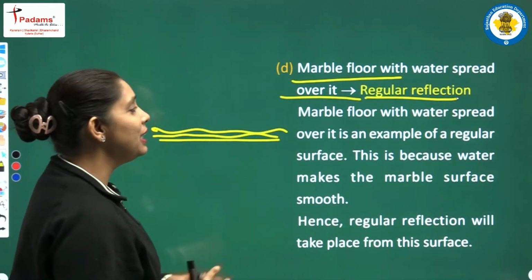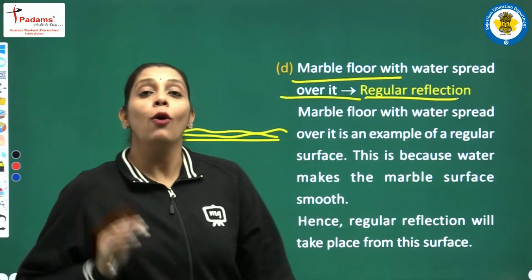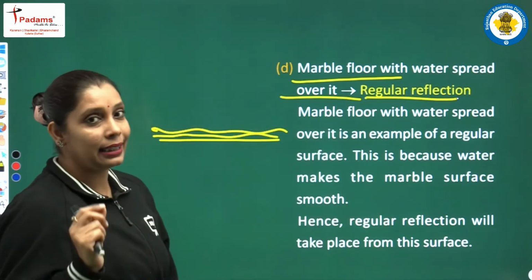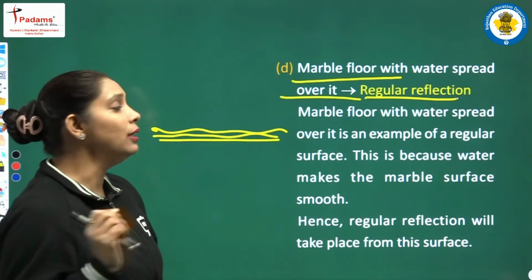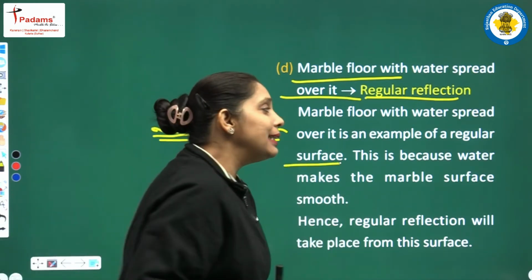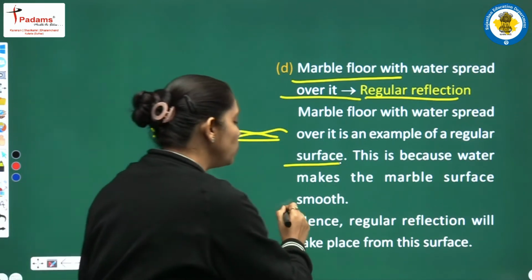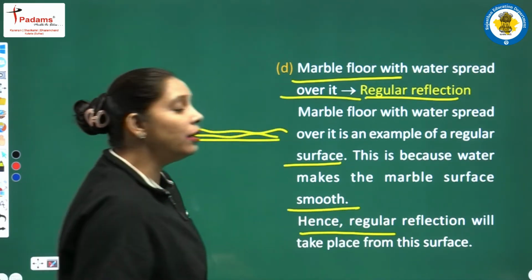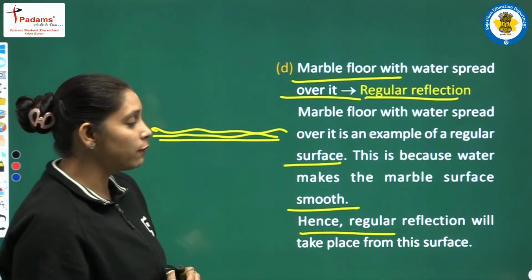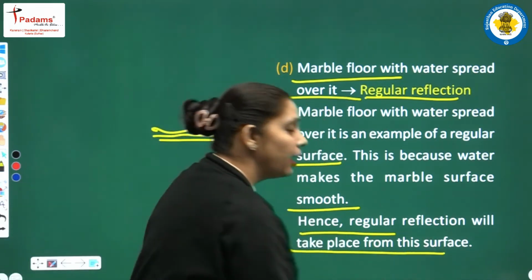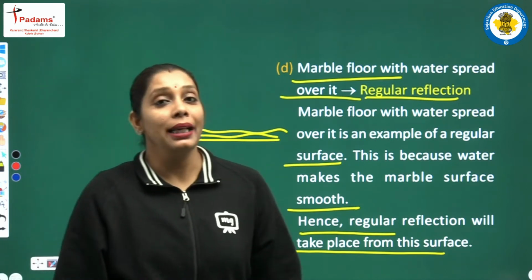So here we will write marble floor with water spread over it is an example of a regular surface. This is because water makes a marble surface smooth. Hence, regular reflection will take place from the surface. I hope it is clear. अब next देखते हैं.